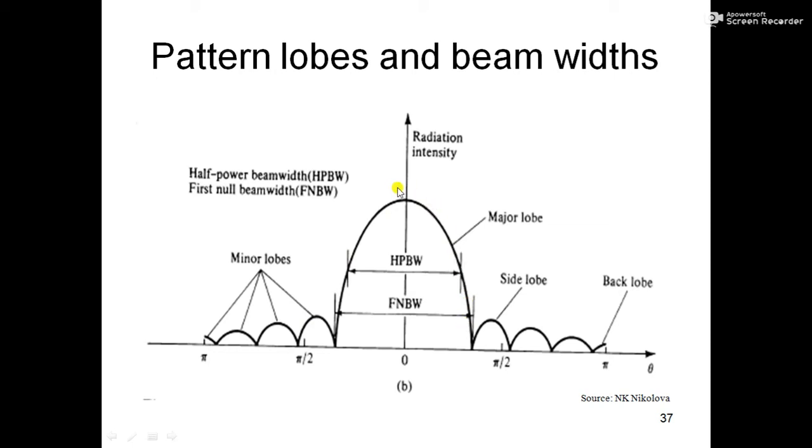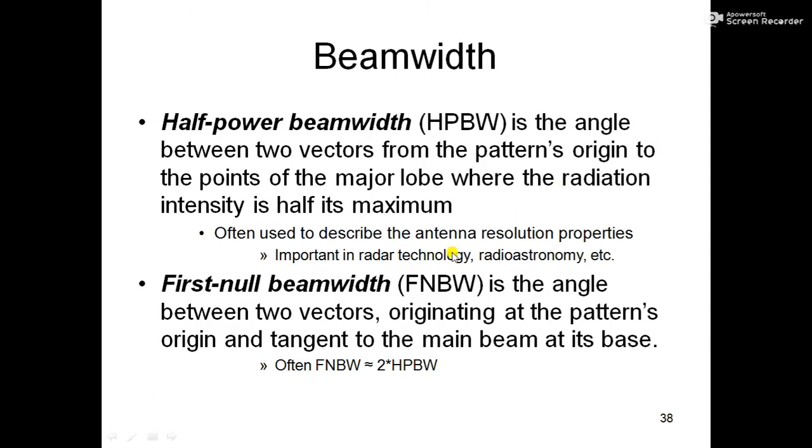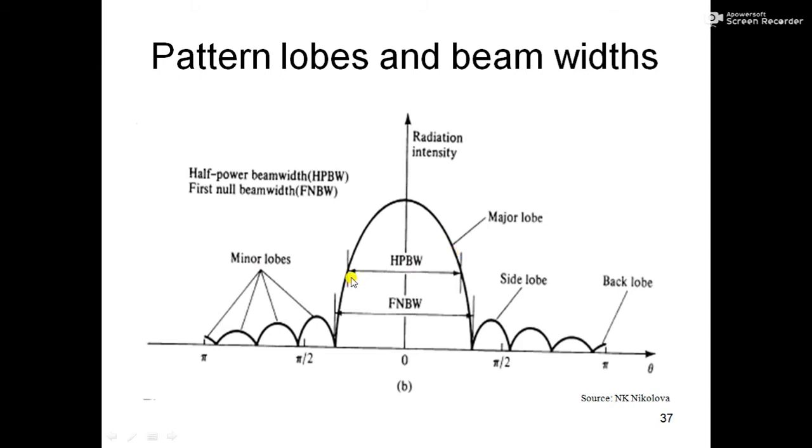Now what is the width of the major lobe? That is called the beam width. Remember, beam width and bandwidth are not the same. You have studied about bandwidth in filters, but in antennas we have something called beam width. Beam width means the width of this major lobe. Now there are two ways of representing this.